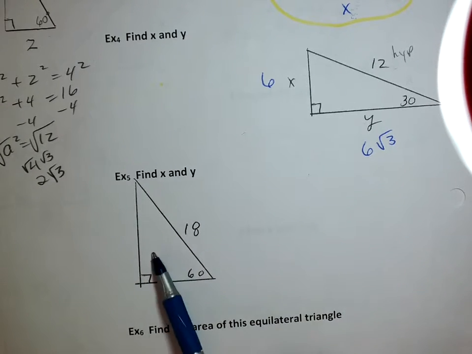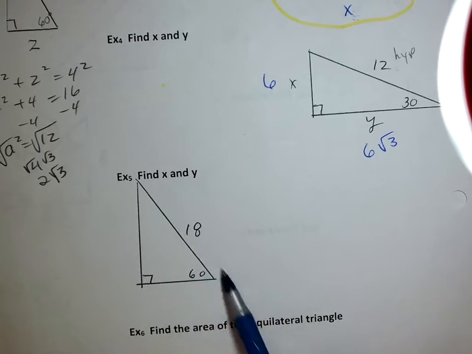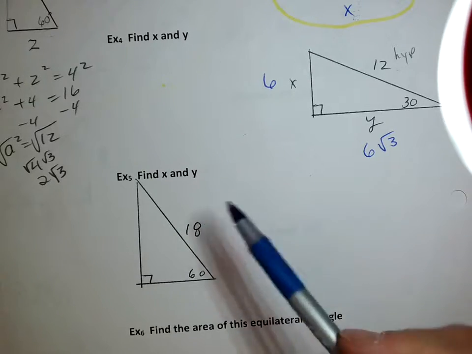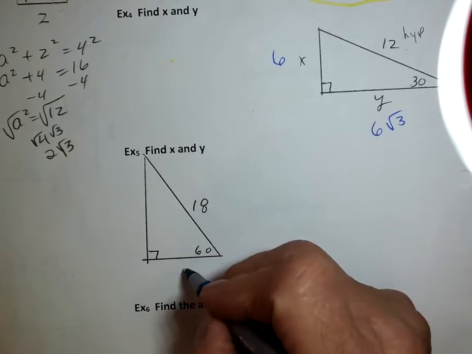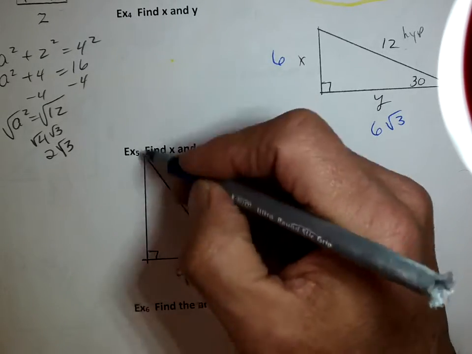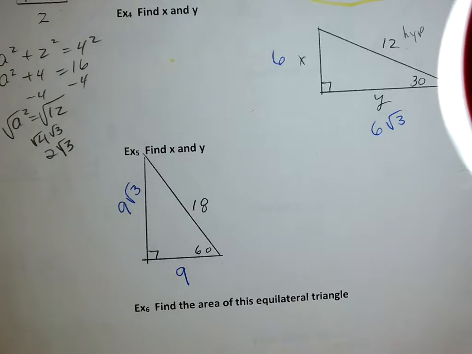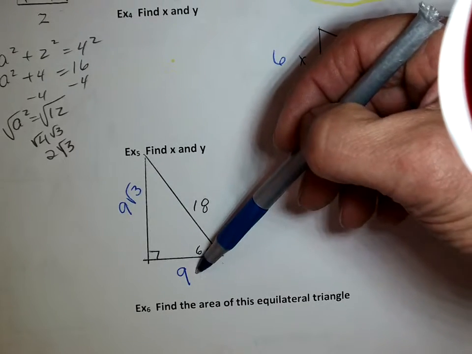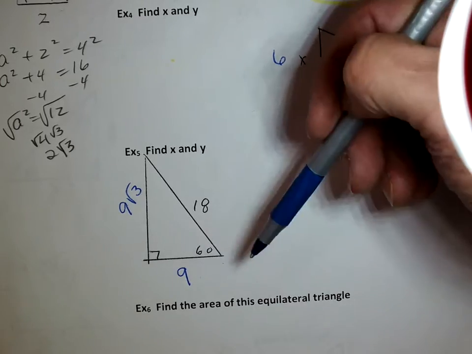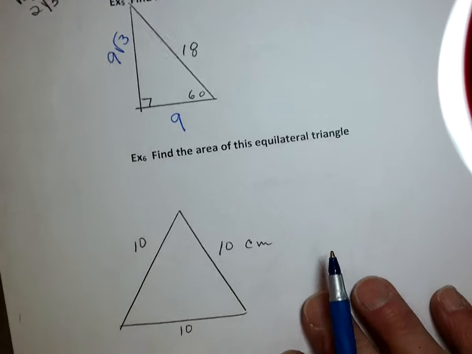Okay, now, number 5. So number 5, the 18 is sitting on the hypotenuse, right? So therefore, the shorter leg is what? 9. And the longer leg is? That's it. Isn't that easy? Okay, if this is 18, the hypotenuse is twice as big. This is just a 30. So we're 90 and 30. Yes. Yeah, okay.